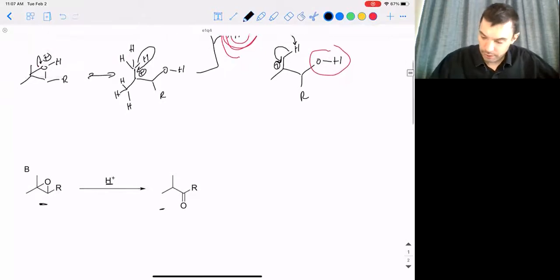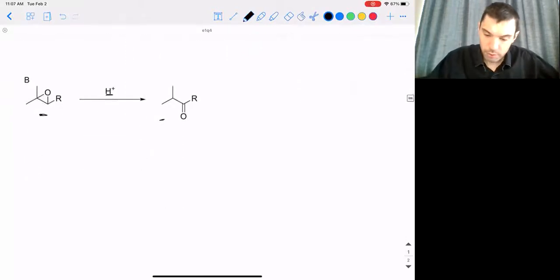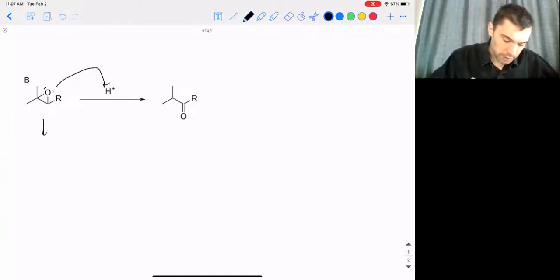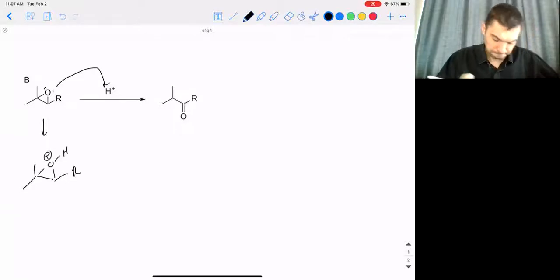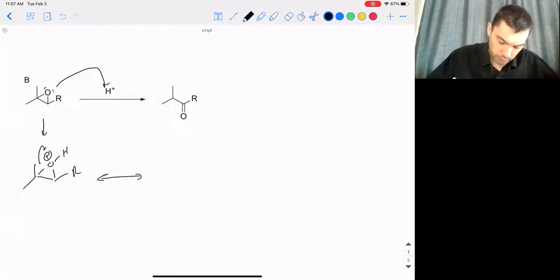Okay, let's look at the next one down here. This one's a little bit unusual, and this one's going to be interesting because I think that there's actually 2 viable mechanisms depending on what we choose to do. 2 viable arrow pushing mechanisms, I should say. So let's start by having H+ protonate that epoxide just like it did before. And let's just imagine this resonance structure where it opens to the full carbocation.